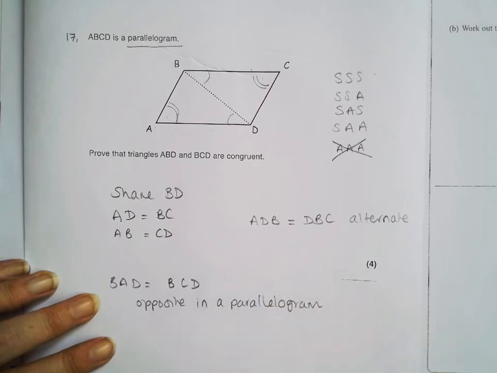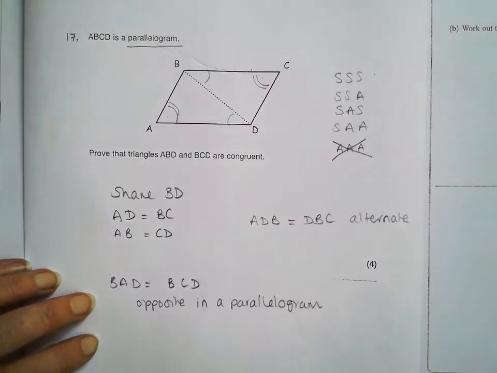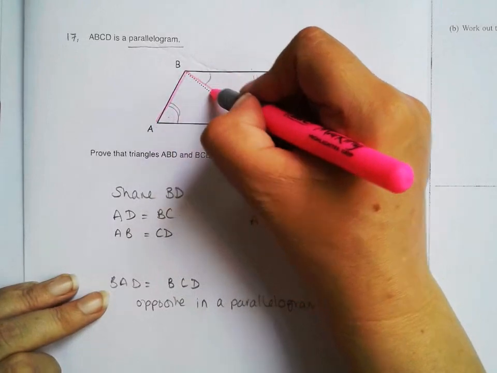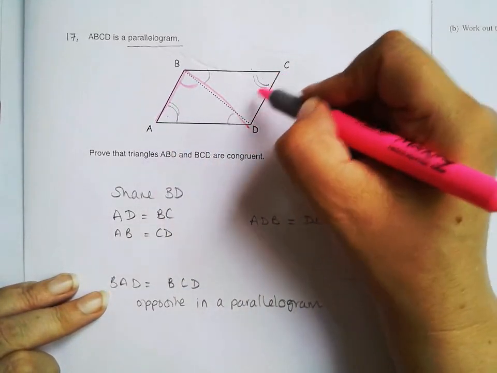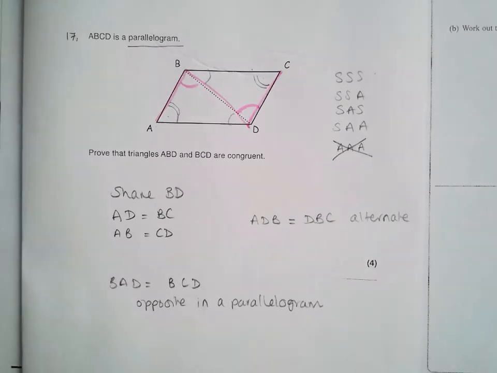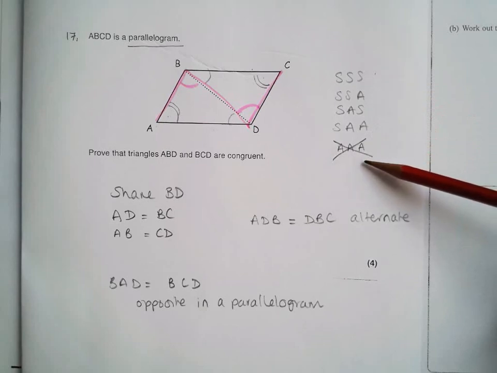And of course you can also have ABD, which is here, equaling BDC there, because we have another pair of alternate angles. So within this you need to come up with anything, 3 things. As long as those 3 things aren't all angles, you have proved that it's congruent.